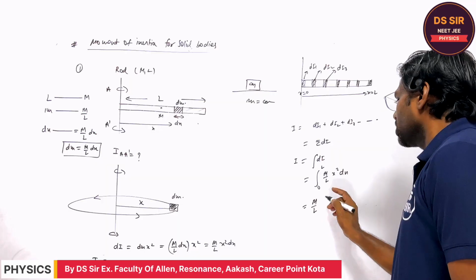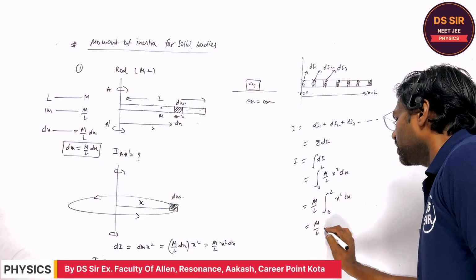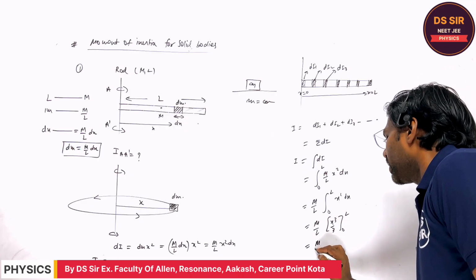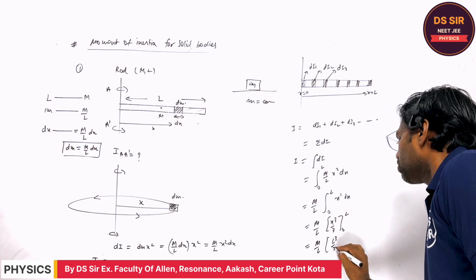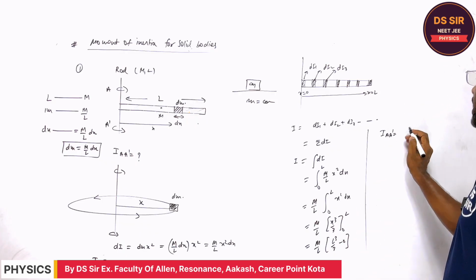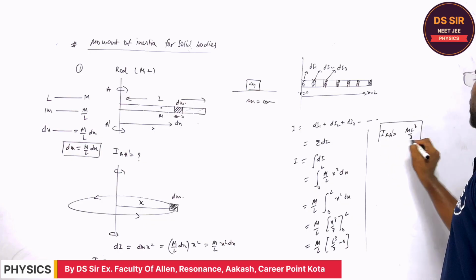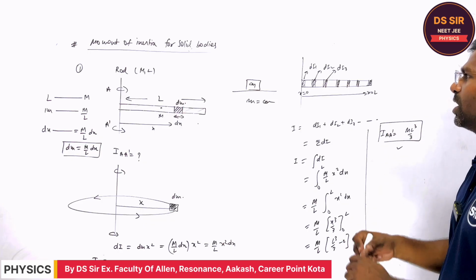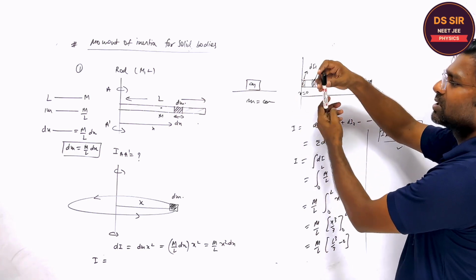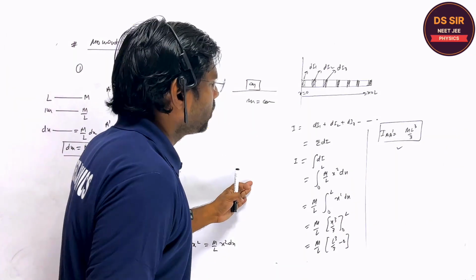So m by L is the constant, integral 0 to L of x square dx, and this is m by L times x to the power 3 upon 3 from 0 to L. So this is m by L cube upon 3. So the moment of inertia about one end is mL square by 3, right? So you have to remember this moment of inertia of the rod if it is rotating about one end like this, right? About one end, the moment of inertia. Copy this. Any doubt you want to ask here?